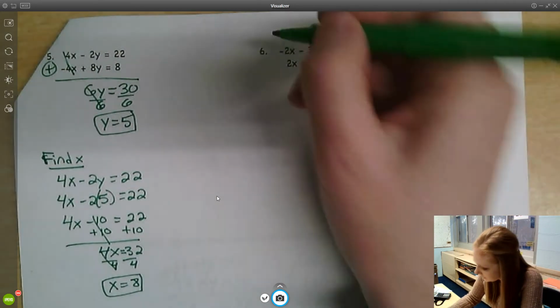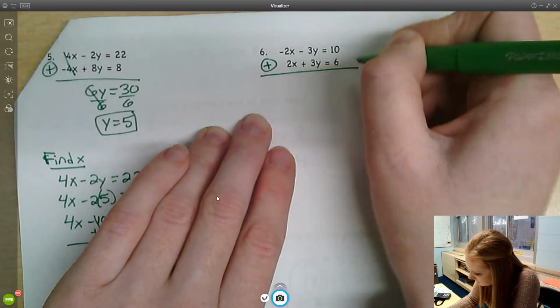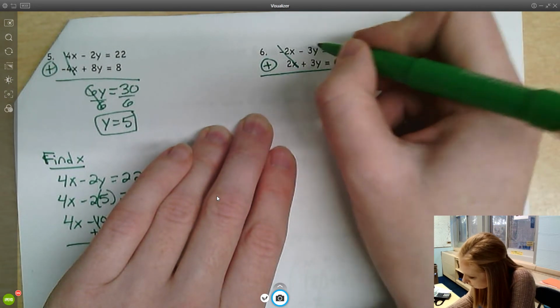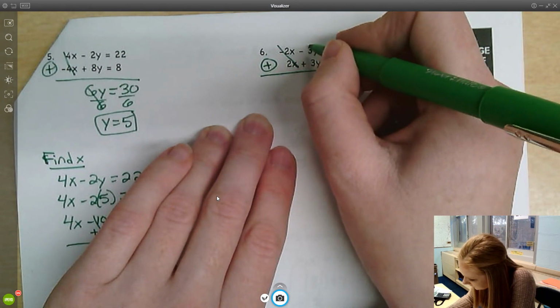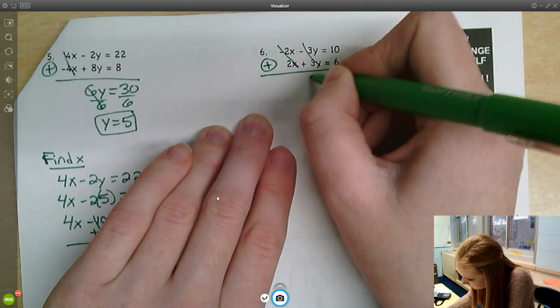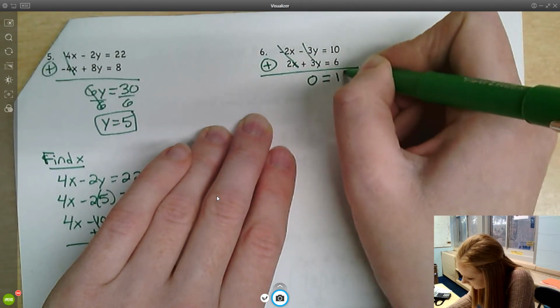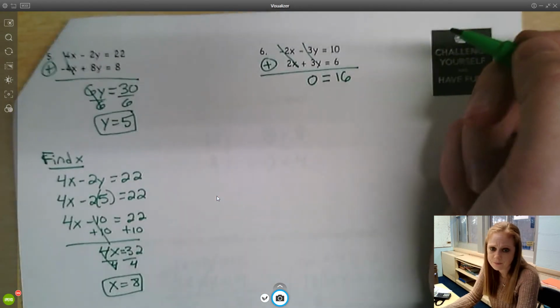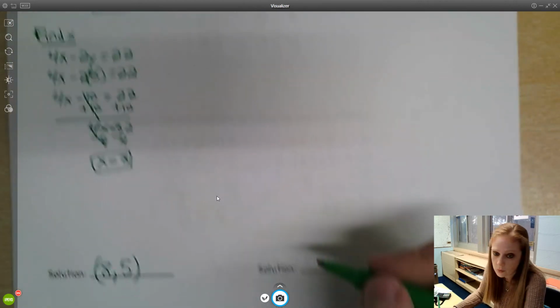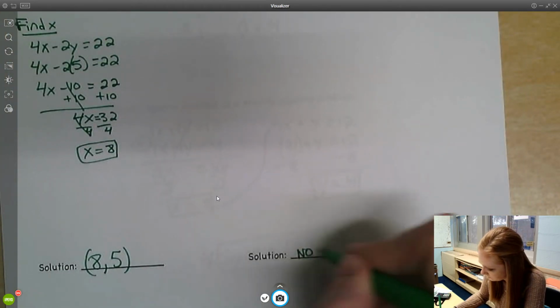And now let's do number 6. We'll also check this one. Our x's are going to cancel out when you add the equations together. Oh boy, and our y's are also going to cancel out. Negative 3y plus 3y is 0. So for this one, when we add the equations together, we get 0 equals 16. That's not a true statement. So for this one, this would be an example where there's no solution.